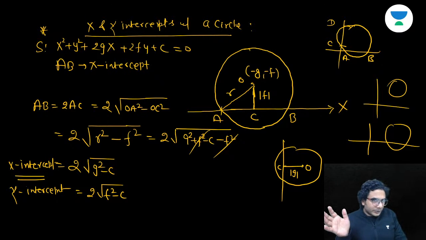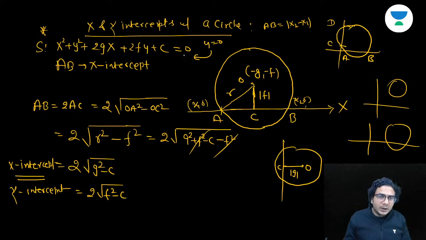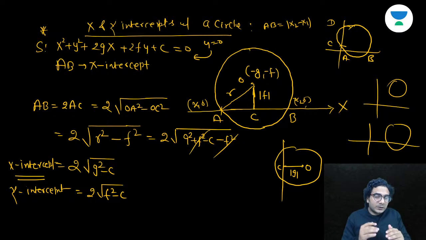That's a different calculation. If you put y is equal to 0, you'll get a quadratic in x. Roots of that quadratic will represent the coordinates of these points, x1 comma 0 and x2 comma 0, right? And then this AB is nothing but mod of x2 minus x1. Putting y is equal to 0 means you are solving this circle with the x-axis, and the equation of the x-axis is y is equal to 0. So you need to put y is equal to 0 in this.